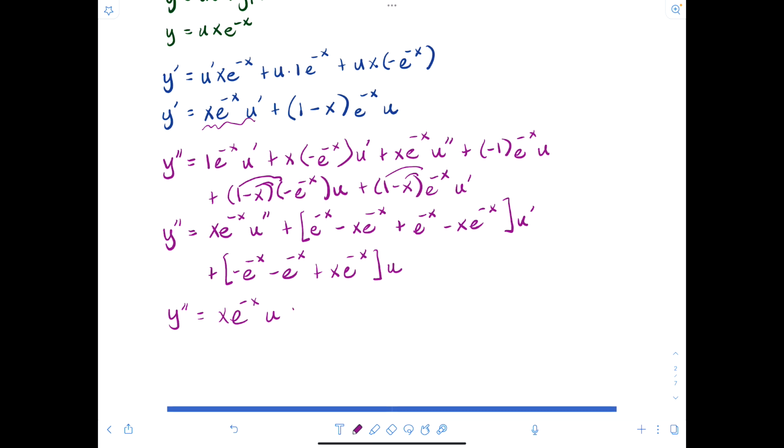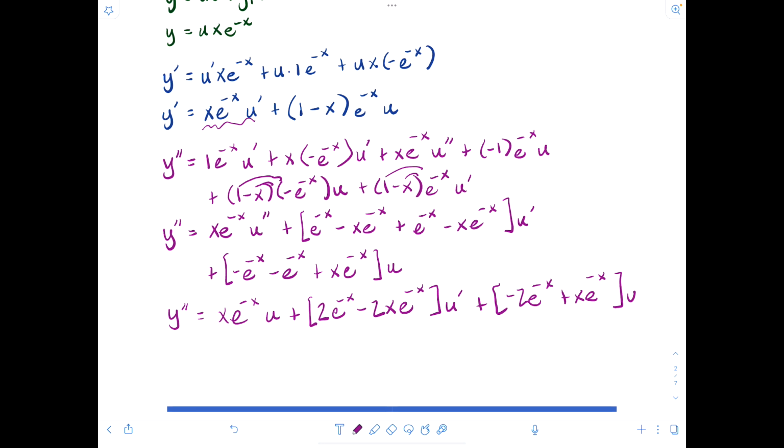If I factor out an e to the x on the right, I will have 2e to the negative x minus 2xe to the negative x times u prime, and then plus negative 2e to the negative x plus xe to the negative x times u. Oh, sorry, this one was u double prime.